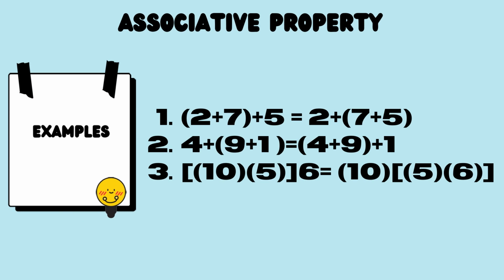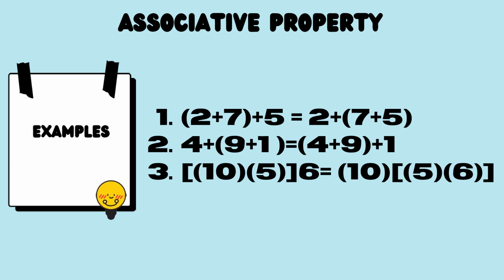So let us have a clearer understanding of this associative property. For example, 2 plus 7 plus 5 is the same as 2 plus 7 plus 5 with different grouping. You add first the 2 and 7, so it's 9 plus 5 is 14. On the other side, we have 2 added to the sum of 7 and 5. That is 12, so 12 plus 2 is 14. Here, 9 plus 5 is 14. So they are just the same.